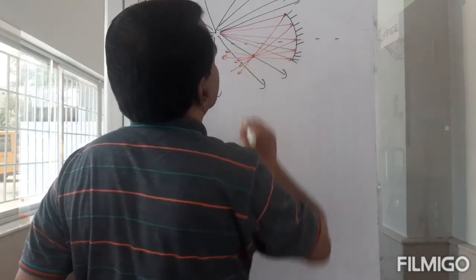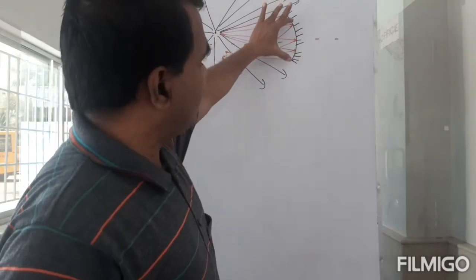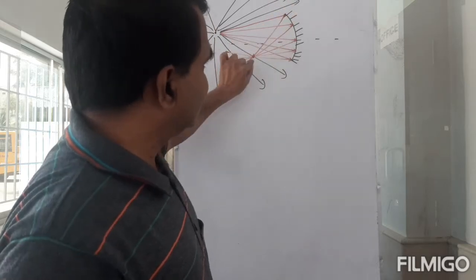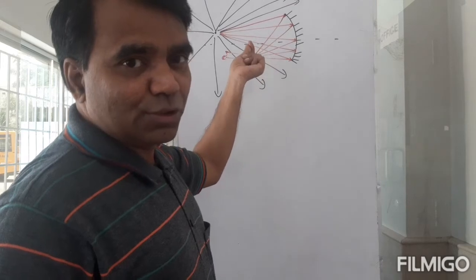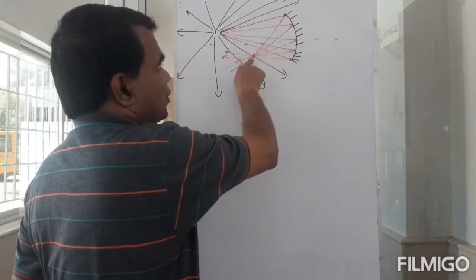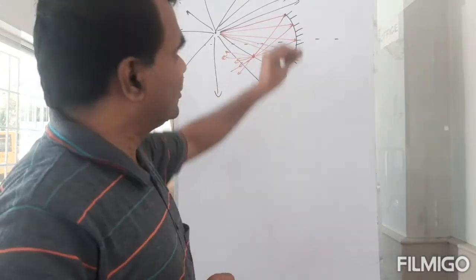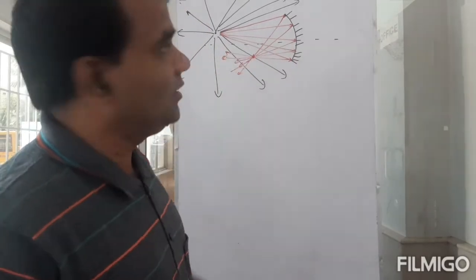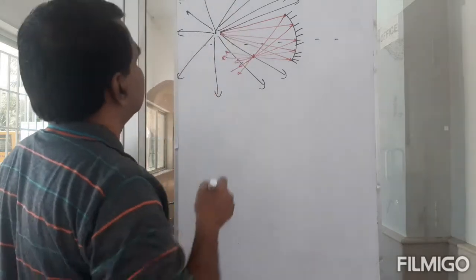So, the image will be formed here. If it's a smaller mirror, then fewer rays will meet here, so the intensity of the image will be less. If it's a bigger mirror, then a lot of rays will meet here, and the intensity will be more. So, the bigger the mirror, the more intense this point will be. And if it can happen for one point, it can happen for any other point. Suppose I have a line here.